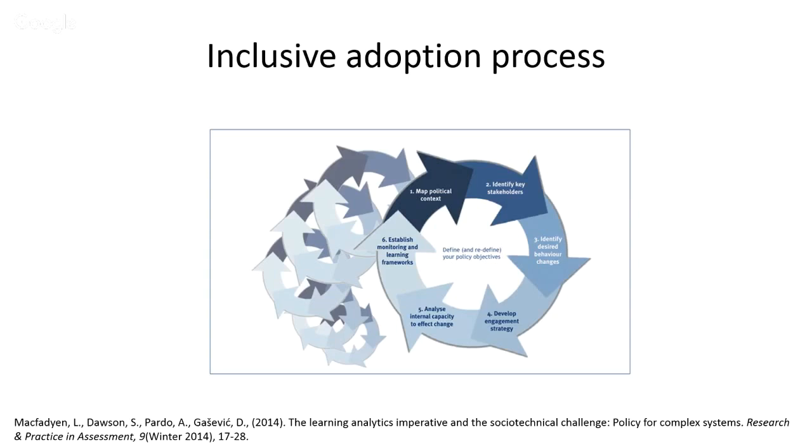Also to develop the engagement strategy, how we are engaging different stakeholders, and how we are addressing the challenges inside our institution. Then analyze institutional capacity, and these two steps typically go hand in hand, in parallel. For example, we say we need data about students, say enrollment, attendance, and also from the LMS, but can we really integrate these two systems, and what is the institutional readiness to do that? And of course, the final point is establishing monitoring and learning frameworks for institutions: how we learn, and how we measure the success of the implementation of learning analytics.